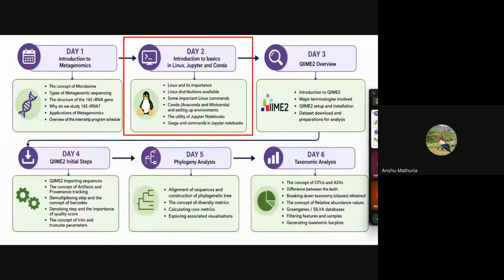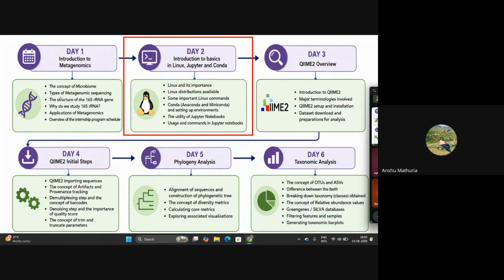Now we'll start with today's session, day 2. Day 1 was already completed, that was the introduction to metagenomics. Day 2 is going to be a little more technical. In the last session, we only understood the biological part of metagenomics. Today we are going to focus on three topics: Linux, Jupyter, and Conda. We'll go in order. First, we'll understand what the Linux operating system is, why we use it, what the advantages and distributions are, and what the basic commands in Linux are.